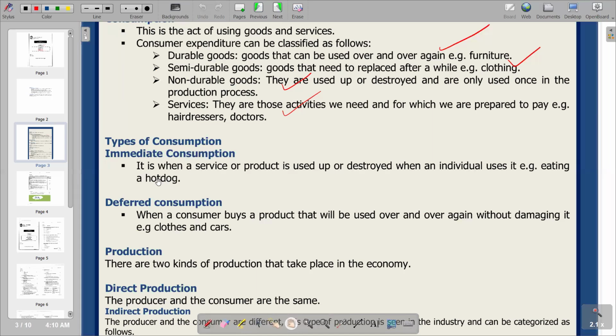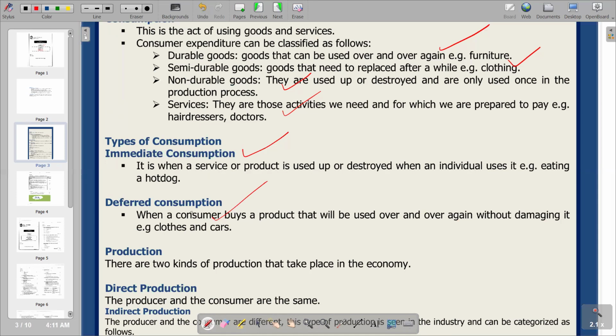The description that we have here is that it is when a service or a product is used up or destroyed when an individual uses it. For example, we have got eating a hot dog as immediate consumption. And then moving on, you also have deferred consumption, which is when a consumer buys a product that will be used over and over again without damaging it. We also have examples of clothes and cars under deferred consumption. Then that's the information that we have on consumption.